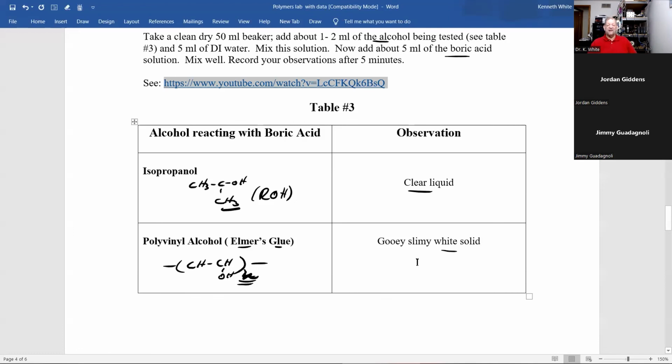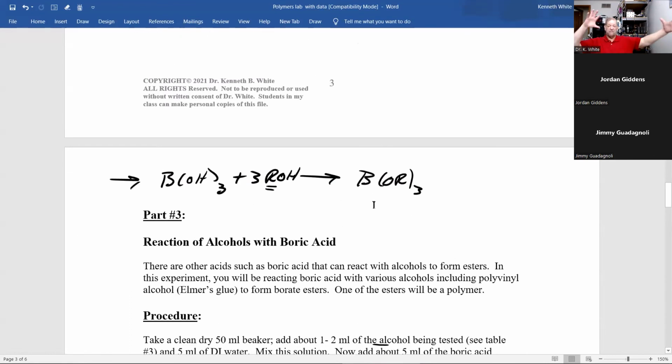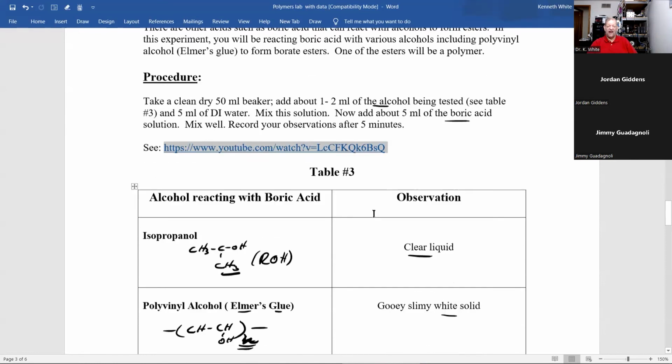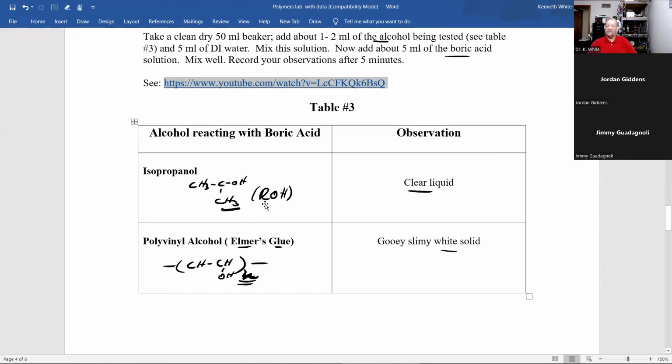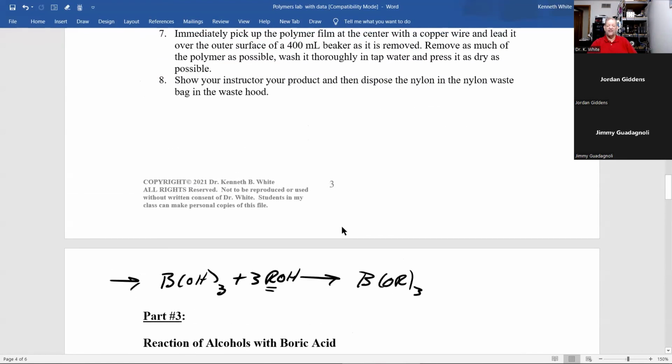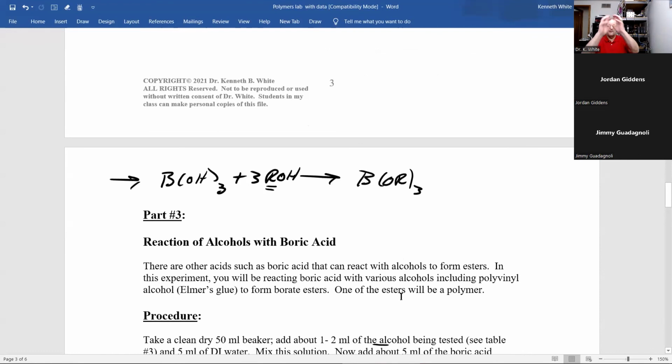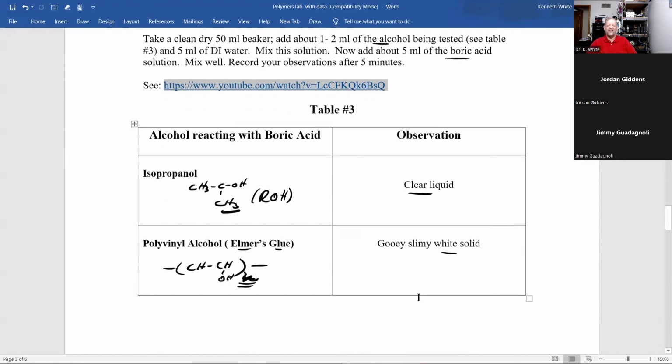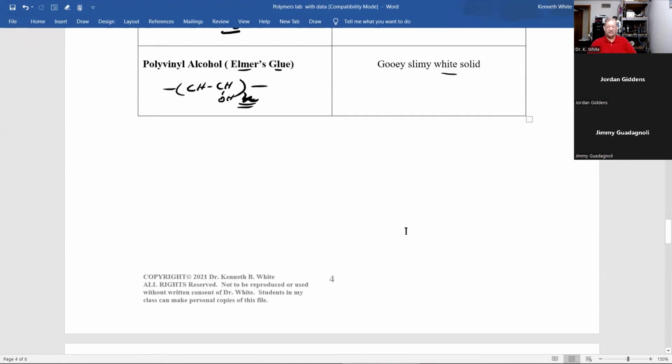And that's why I mean in the lab, gooey, slimy, white solid. And that's the polymer of this. And the reason it doesn't stay in water is because of the molecular weight. The polyvinyl alcohol will bond with a lot of these to make monster molecules. The alcohol, which is not a polymer, not a polyol, only has 1 hydroxyl, and each R group would be isopropyl. So it's a tiny molecule. And that's why you see the different observations.